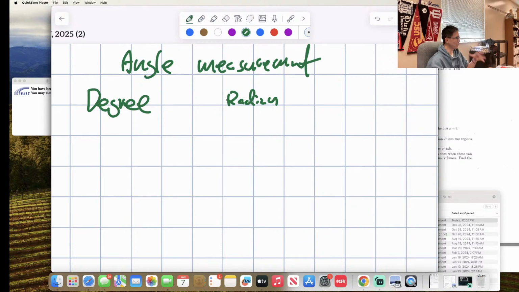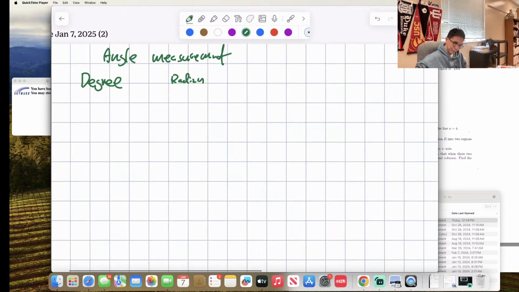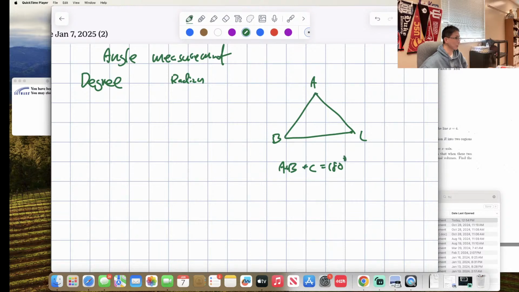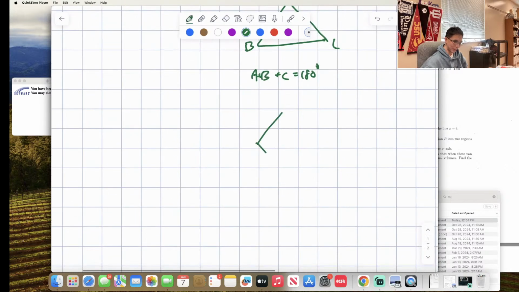So let me go through all the geometry first, because I think geometry is kind of important. Degree, radians. A triangle is equal to 180, right? So those angles A, B, C plus together equal to 180. Now here's my quick question. Do you guys know how many degrees inside a pentagon? I don't do sides.